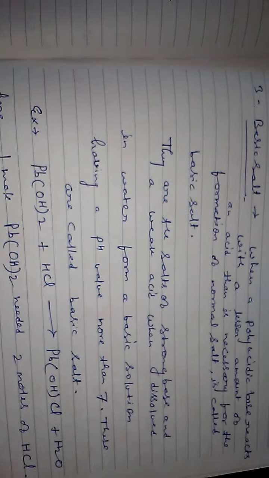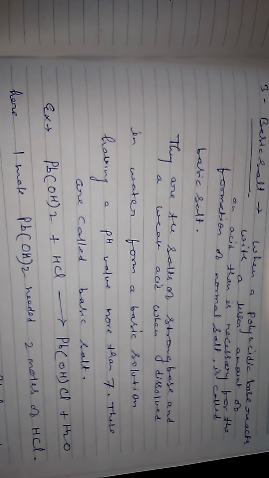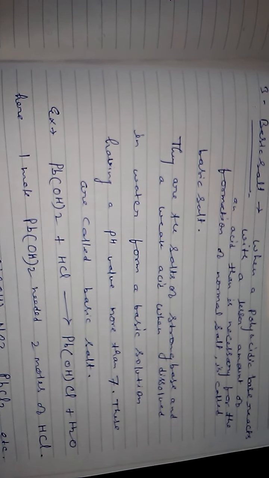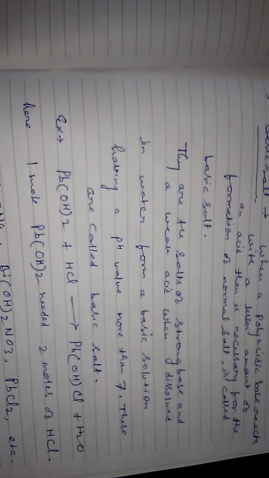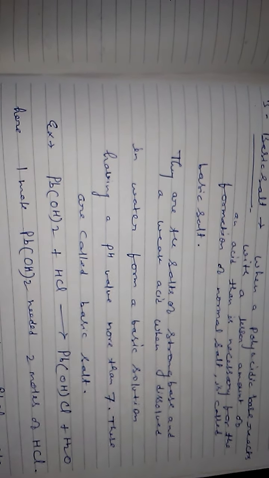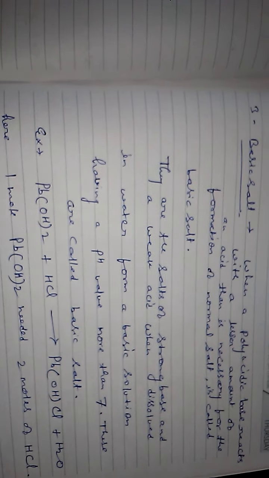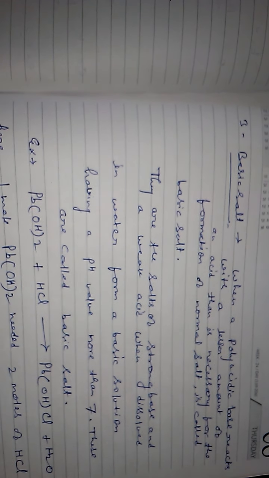Now, the third one is basic salt. By the name it is very clear that a basic salt has basic nature. It means the pH value is more than 7, very clear to you. So, a salt which has a pH value more than 7 at 298 Kelvin is called a basic salt. A simple definition: they are also formed by the reaction between a strong base and a weak acid.